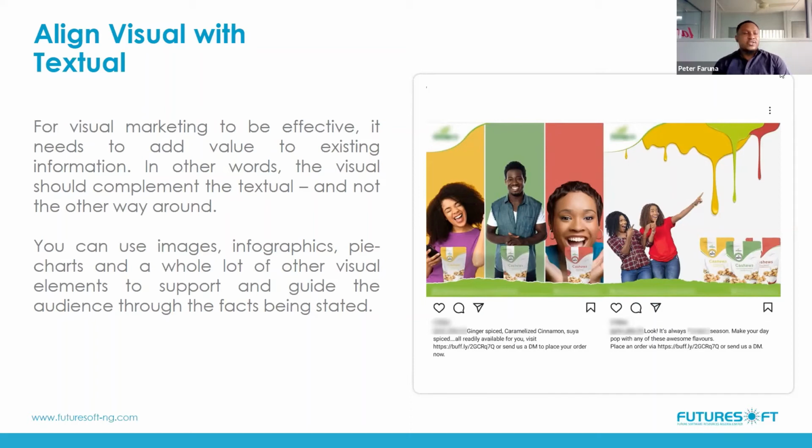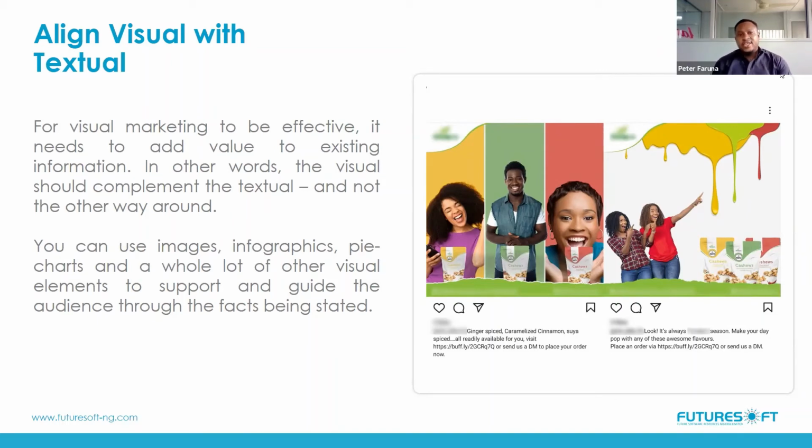So this goes to say, get these products, and this is how you're going to feel. You're going to be in a very good mood. So for visual marketing to be effective, it needs to add value to existing information. In other words, the visual should complement the textual and not the other way around.